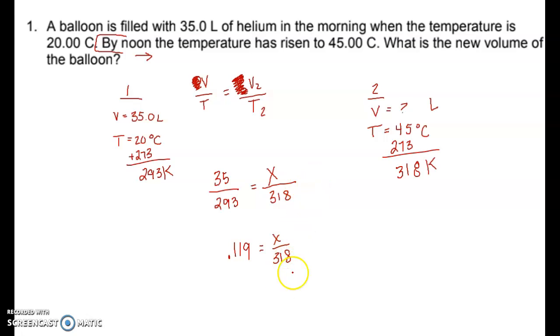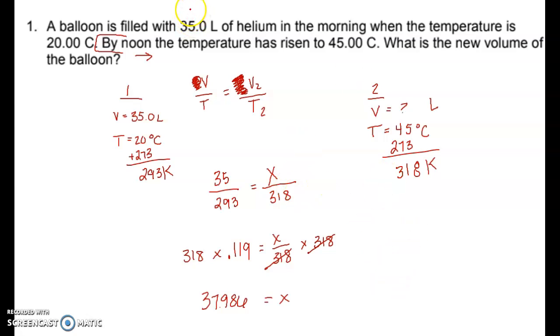To get X by itself, we have to do the opposite of what's currently being done. Right now it's being divided, and the opposite of that is multiplication. Whatever we do to one side of the equation, we must do to both sides. That will cancel out the 318 on this side, and the only thing we have left is X, the volume we want to know. We multiply by 318 on the other side, and we get 37.986. So that's going to be our volume. It's going to be in liters because the units have to be the same.